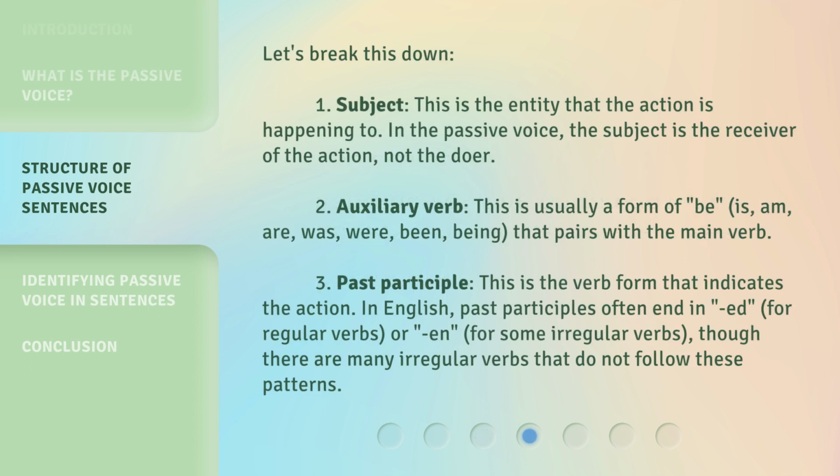Let's break this down. 1. Subject. This is the entity that the action is happening to. In the passive voice, the subject is the receiver of the action, not the doer. 2. Auxiliary verb. This is usually a form of be: is, am, are, was, were, been, being, that pairs with the main verb. 3. Past participle. This is the verb form that indicates the action. In English, past participles often end in -ed for regular verbs or -n for some irregular verbs, though there are many irregular verbs that do not follow these patterns.